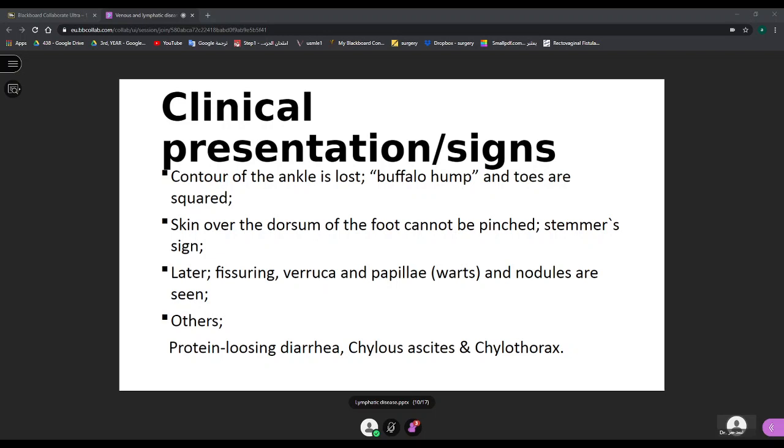So when you examine the patient, particularly the foot of the patient, one of the most important characteristic things that you should recognize is that the normal contour of the foot is lost. The foot will be swollen and the shape of the foot will be more or less square shaped. And this square shaped loss of the normal contour of the foot is known as buffalo hump. This is because of the congestion, edema, and squaring of the foot, usually resulting in this shape.